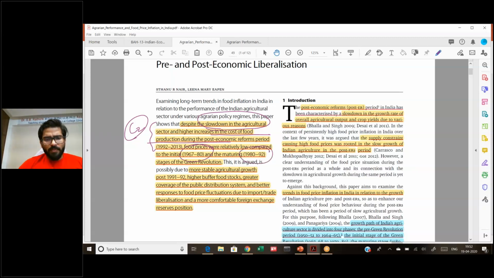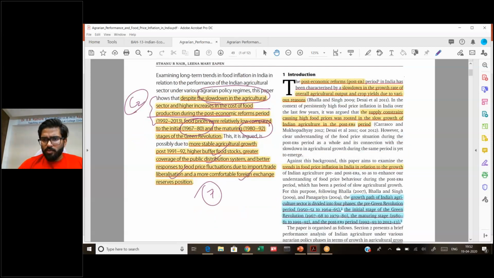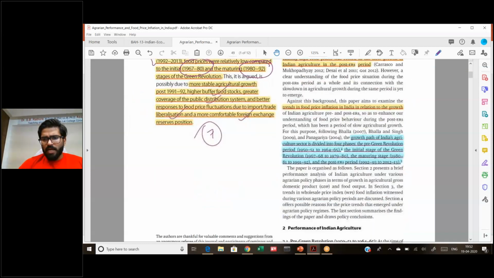Then the reasons given for the muted inflation post 1991 as compared to the previous phases are that we have had a higher buffer stock, the public distribution system was better, and we had trade liberalization because of which import was easier. Then we had higher foreign exchange. So there are 7 reasons for this which are given in this reading. We'll go to them one by one. This is what I've already talked about.